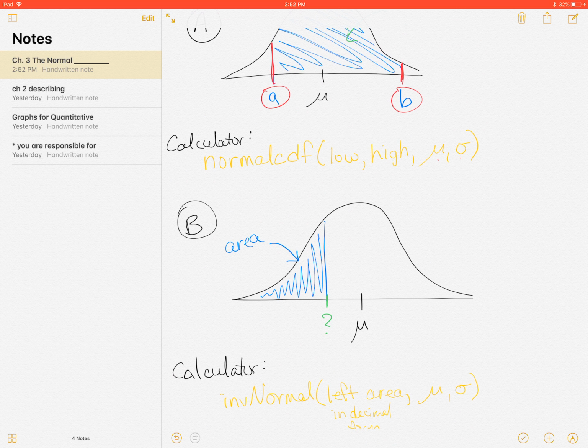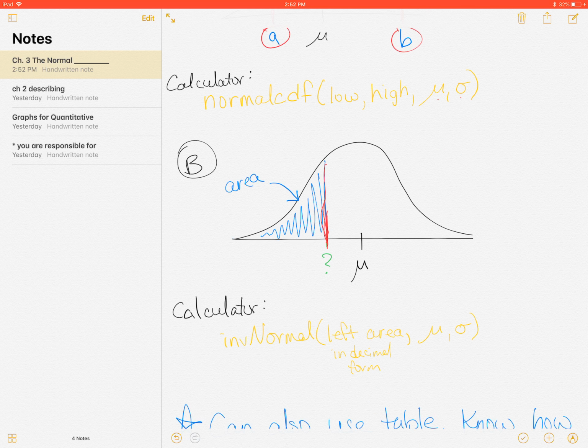Part B, I'm going to give you an area, and I'm asking you to find this one value that cuts it off. And on the calculator, that is called inv norm. Inv is short for inverse. It's the mathematical way to say opposite or backwards. And norm again for normal. And for this one, it's always going to want the left area in decimal form, not percent. And then again, it needs mu and sigma to know which normal we're talking about. And once it knows this area, that's all it needs to find this value.